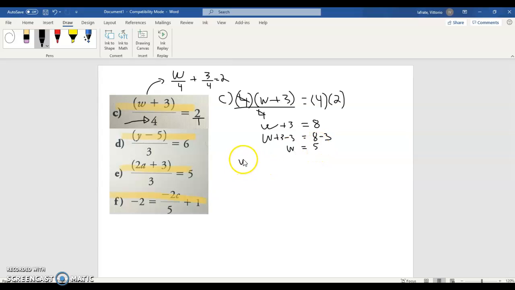And then you can go and you can verify your work by doing a left side, right side table.